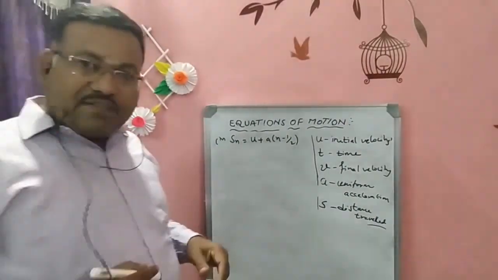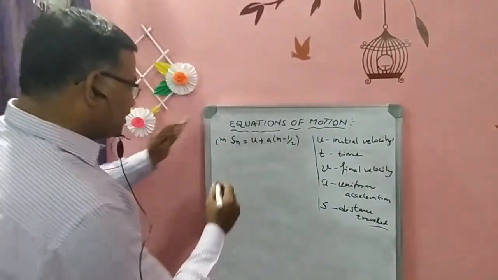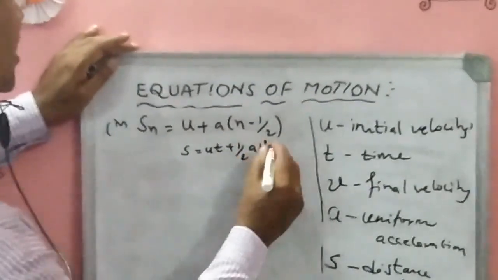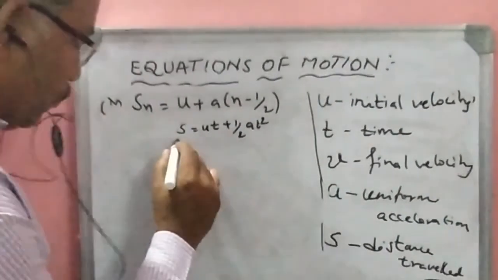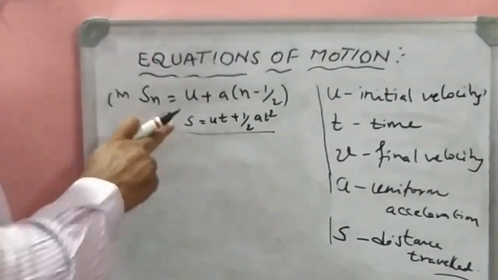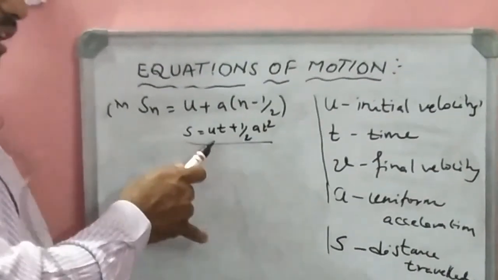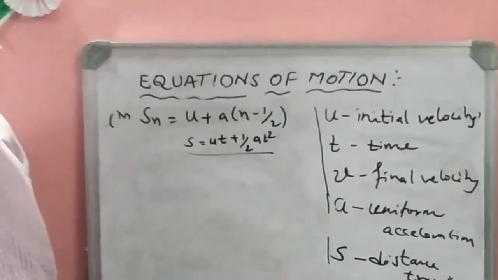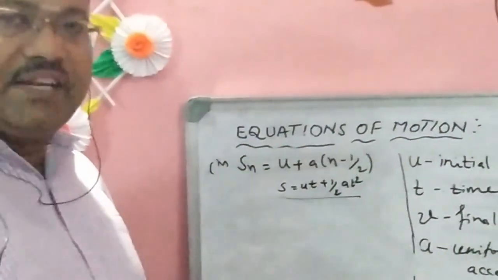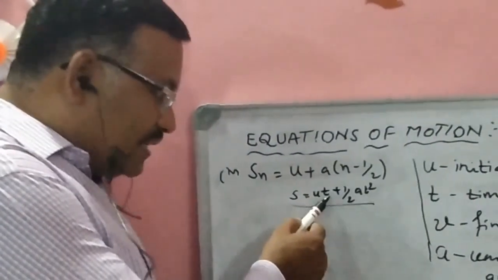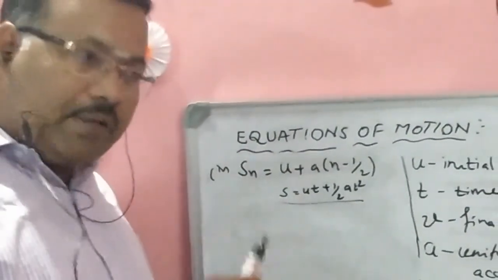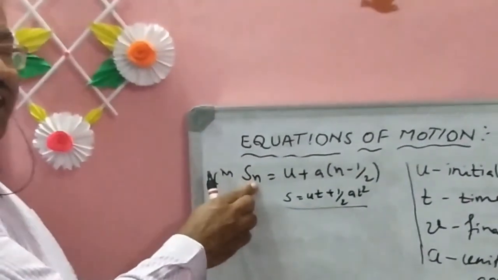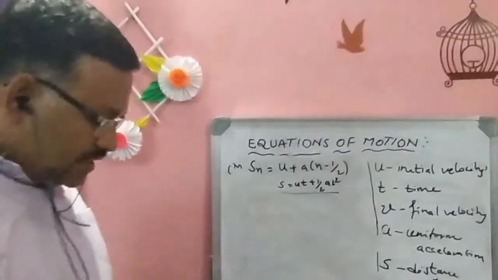This equation can be derived with the help of the second equation. What is the second equation? S = ut + ½at². So what is the meaning of this equation? S is distance travelled, u is initial velocity, a is acceleration, and t is time. Distance travelled in how much time? 20 seconds, 30 seconds, 15 seconds, like that. So if you want to find the distance travelled in a particular second, you will use the formula for the nth second. We have to derive the formula for the nth second. What is the meaning of nth second?